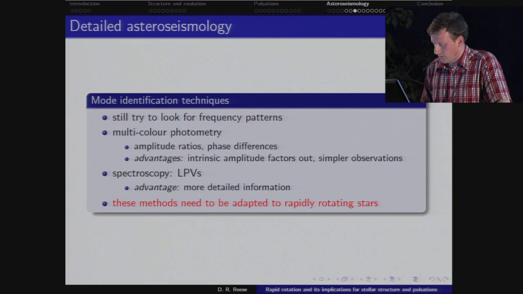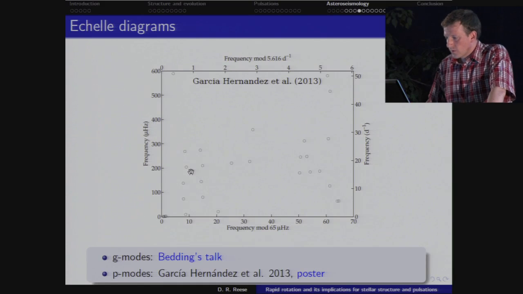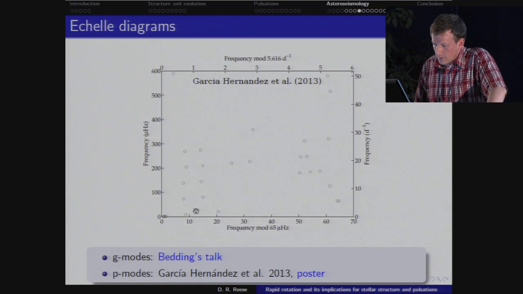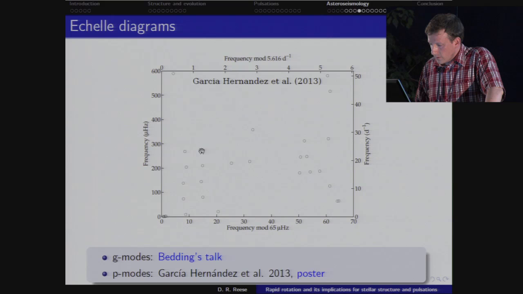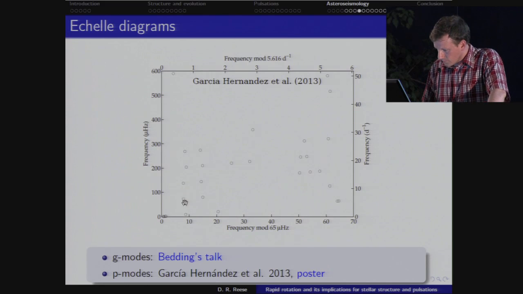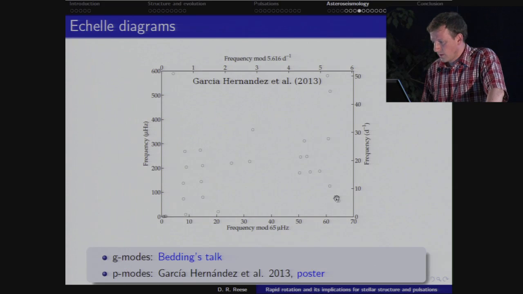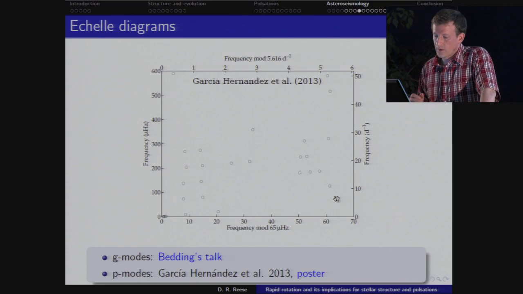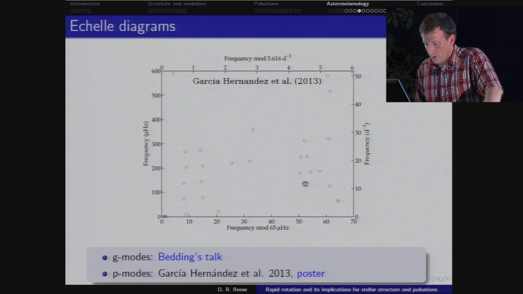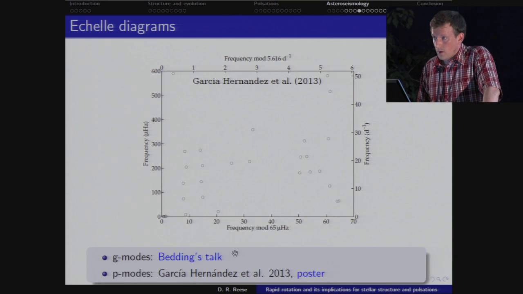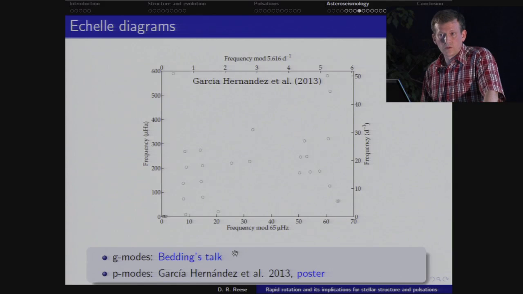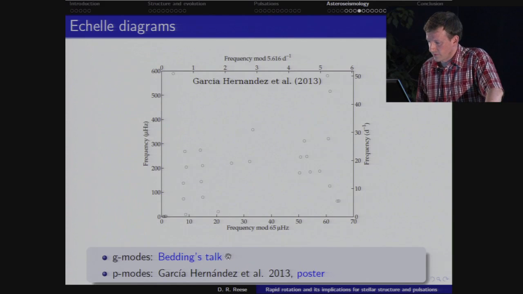First of all, talking about frequency patterns, once you've identified the large frequency separation, you can then construct echelle diagrams. This is illustrated in this plot by Antonio and co-authors, and you can see that there are ridges. This is one step towards identifying the modes, but I think there's still a lot more work that needs to be done. A few days ago, we also heard in Tim Bedding's talk about progress in constructing echelle diagrams for g-mode pulsators.